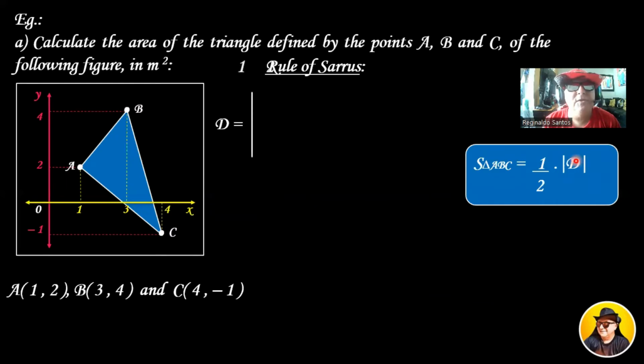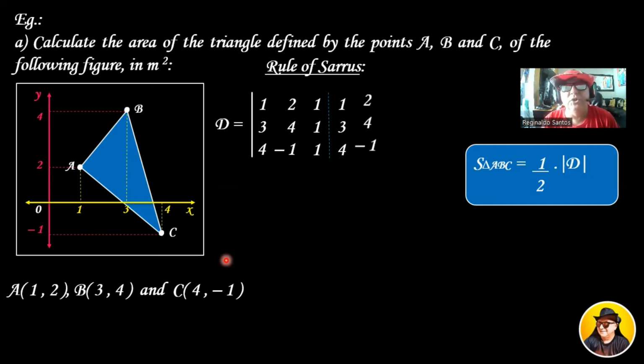Okay, let's see. So 1 and 2 are the coordinates of point A. You can see it here. 1 and 2. Now 3 and 4. And now 4 and -1. Okay, we are organizing the determinant, and then we are going to apply the rule of Sarrey and solve this. Now see what we have to do. We have to do a column of numbers 1. Then we are going to repeat the first column, 1, 3, and 4, and the second column, 2, 4, and -1. Close the determinant.